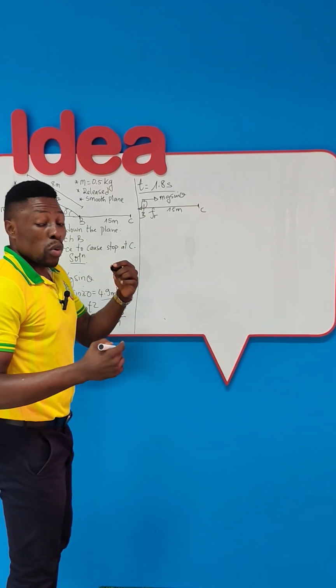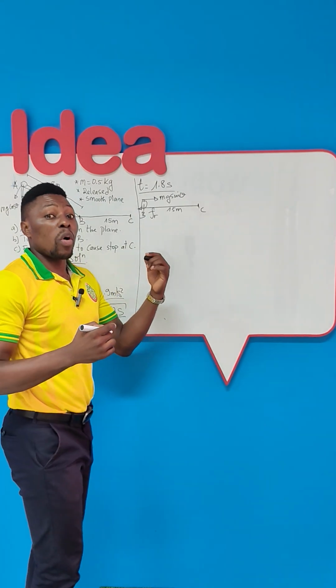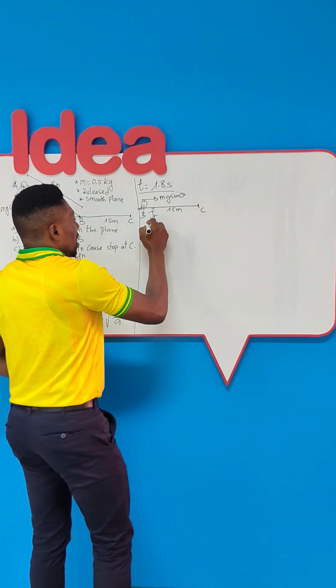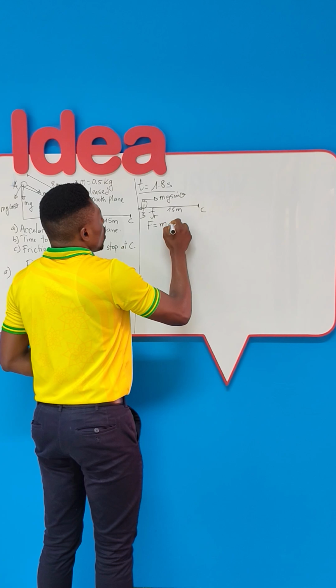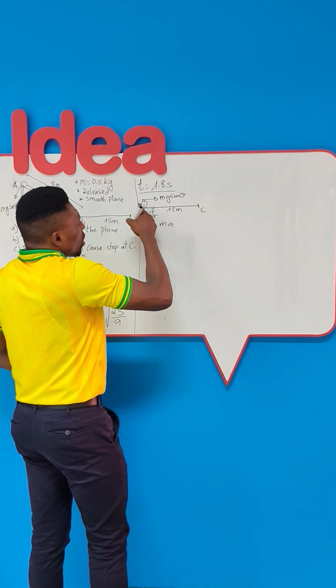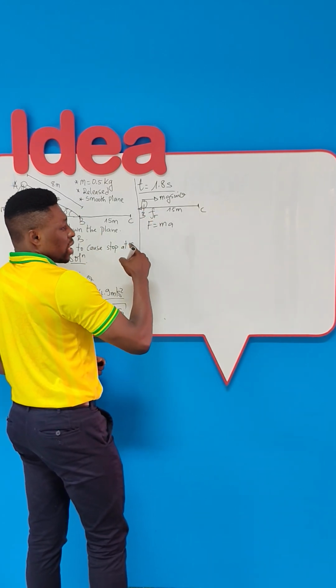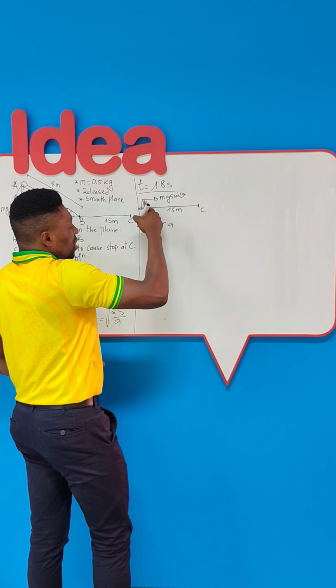Now, we are going to once more use the second law of motion of Newton, which says that F is equal to ma. So to do this, we will have to resolve forces. All right, we are going to resolve forces around this body.